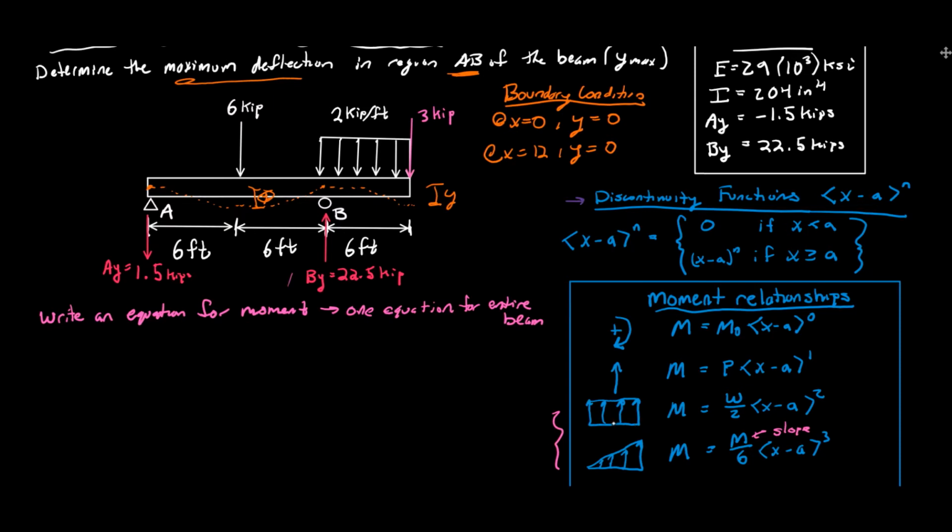So one thing we have to check on our model up here is whether all our distributed loads go to the end of the beam. They actually do. In this case, we have one distributed load, 2 kips per foot. It starts at x equals 12 and it goes all the way to the end.